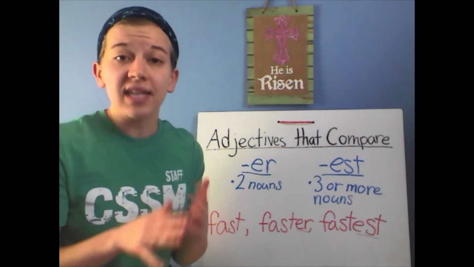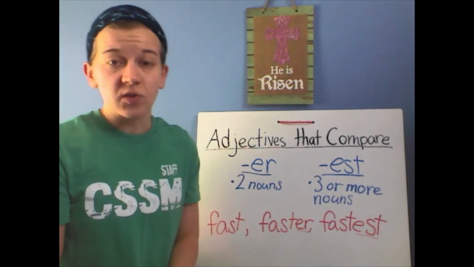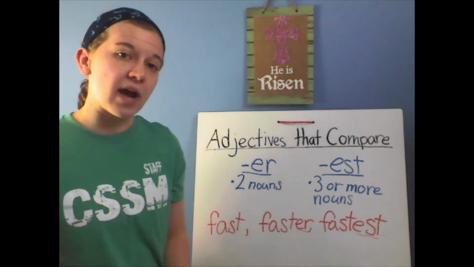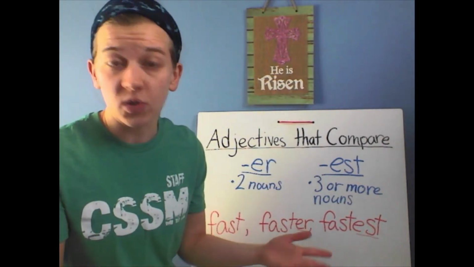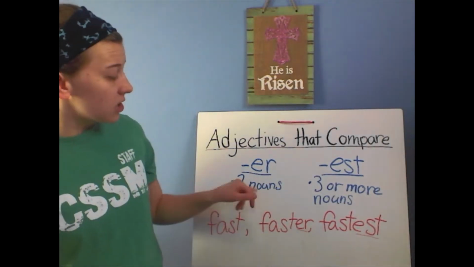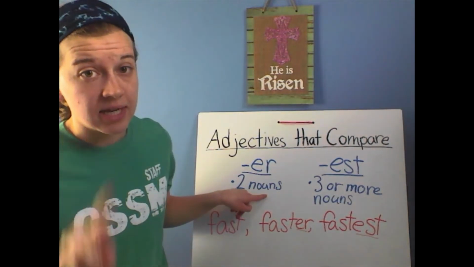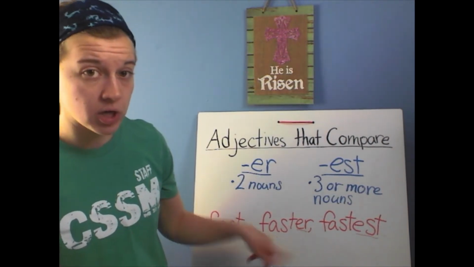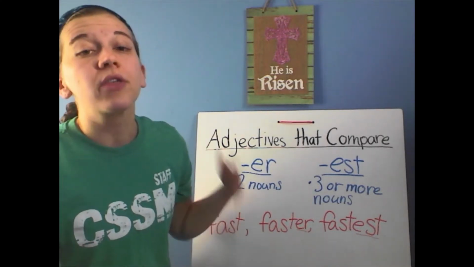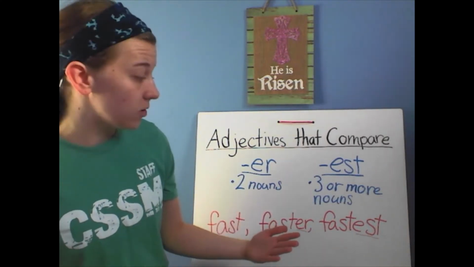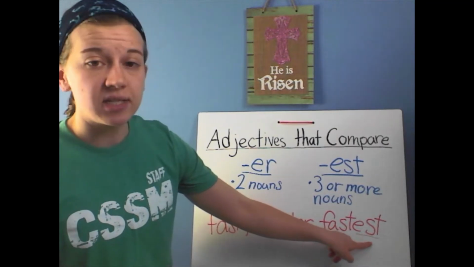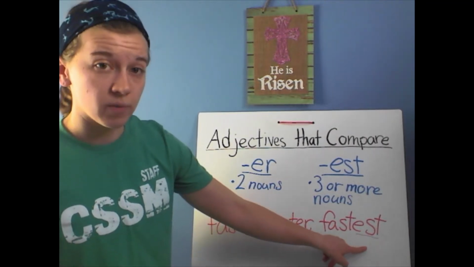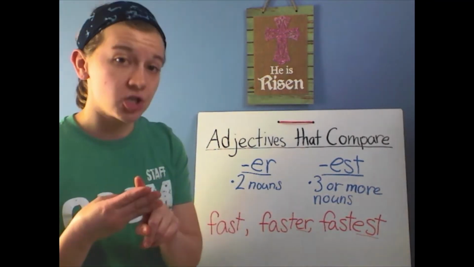Now we saw words like this in math last week. So that's kind of cool that these lessons are close to each other. Okay? So if you're comparing two things, you add ER. So it's faster when we were comparing Kurt and Sheena. Then if you're comparing three or more nouns, you add EST. So then it's fastest when we are comparing Kurt, Sheena, and Jen.